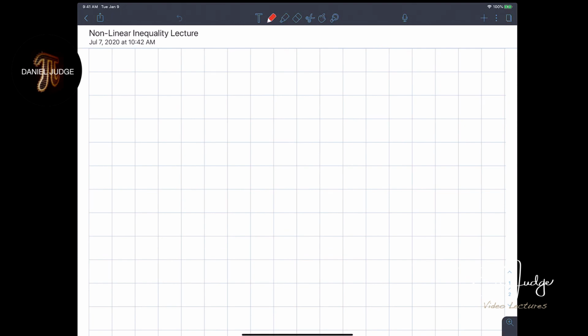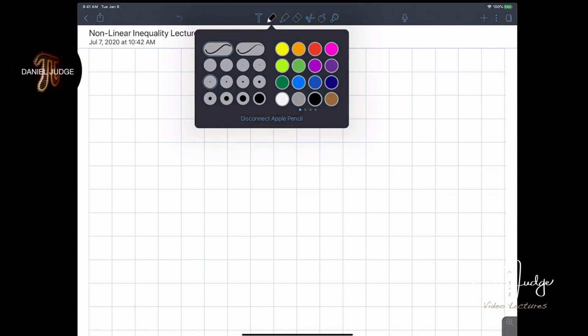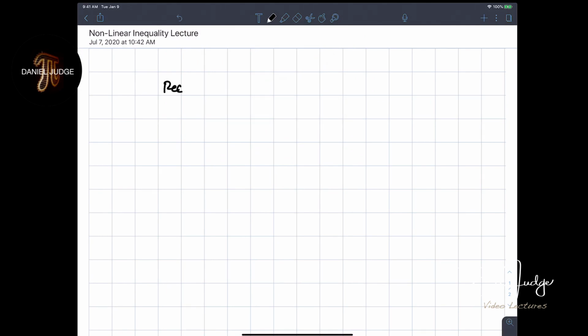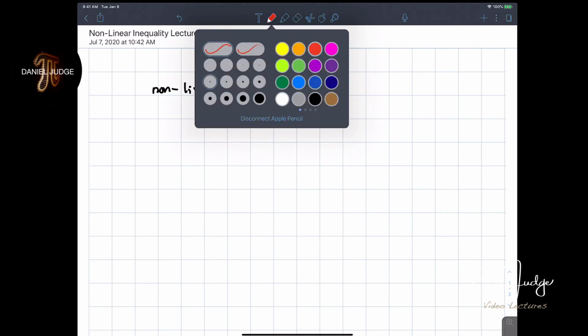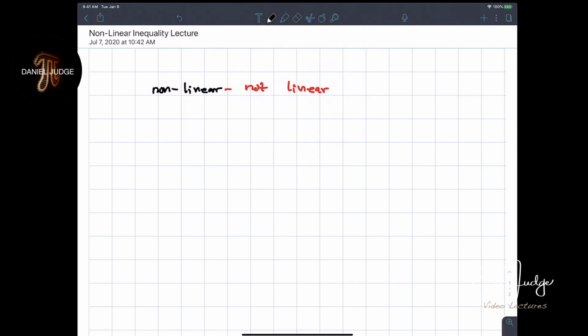And this is a process. So let me do something here to remind people. I'm going to say to you guys to recall nonlinear. Let's look at the phrase. Nonlinear, what that means is code for not linear. So, okay. Inequality. Well, we have various types. Less than, greater than, less than or equal, greater than or equal.